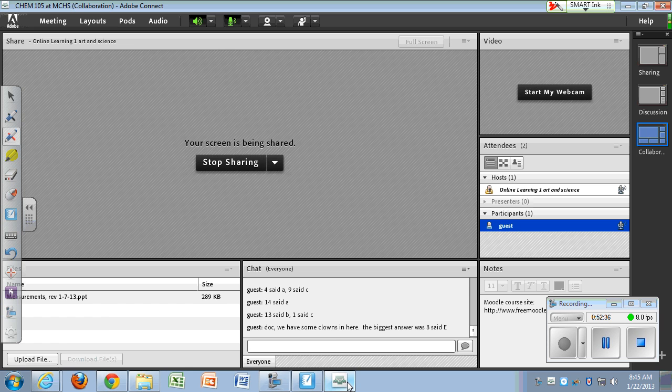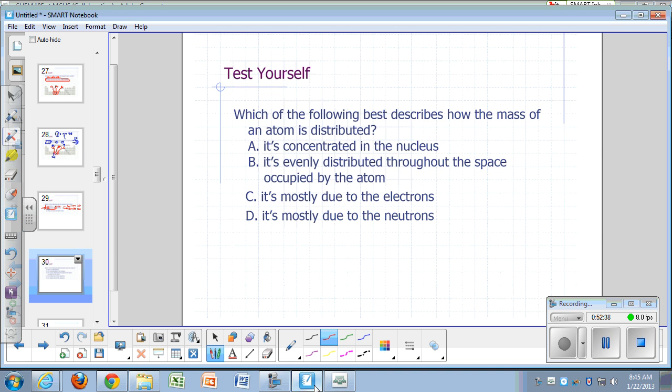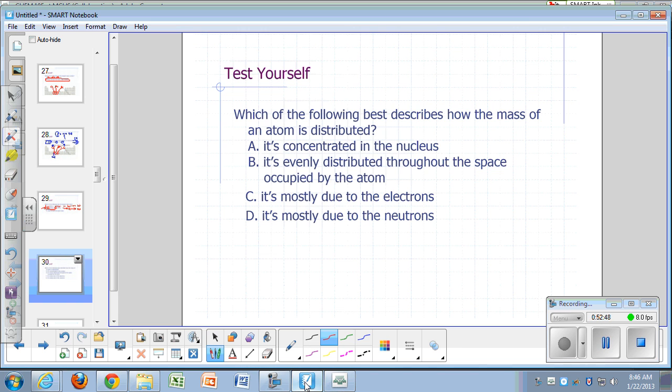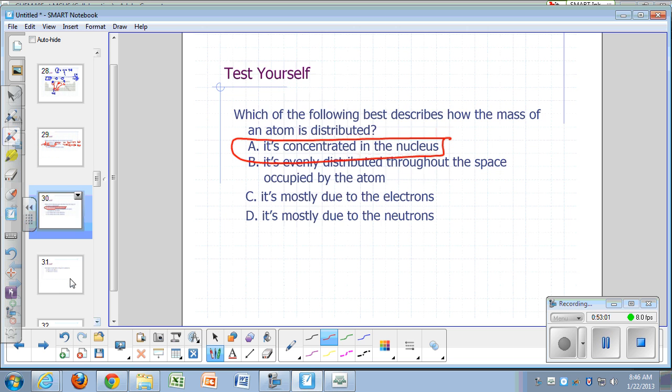All right, 8 said E. All right. Okay. So what's the answer to this one then? The mass of the atom is concentrated in the nucleus. All right.